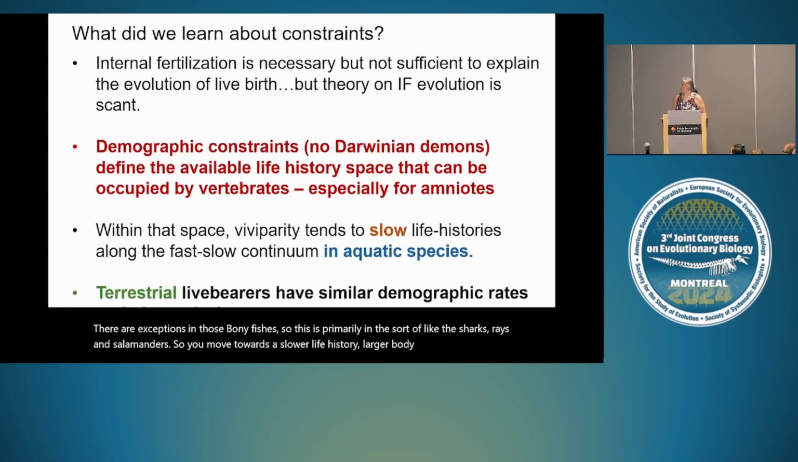And then, if you can't see the bottom, I'm sorry, but terrestrial live bearers have similar demographic rates, whether they're viviparous or ovoviviparous.